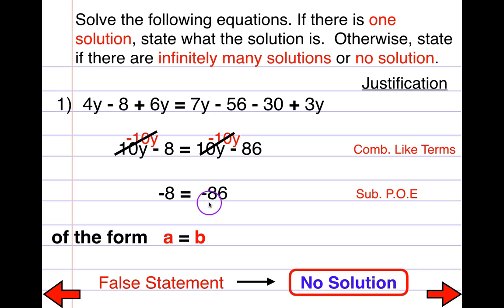That means there's absolutely no value I can think of or dream of for y that would make this a true statement, because it does not exist. There is no number. Okay? So keep that in mind, that if you end up with a false statement, or basically have the form A equals B, then the answer is no solution. So make sure on your homework you're not writing false statement as an answer, because that's not an answer. The answer is no solution.